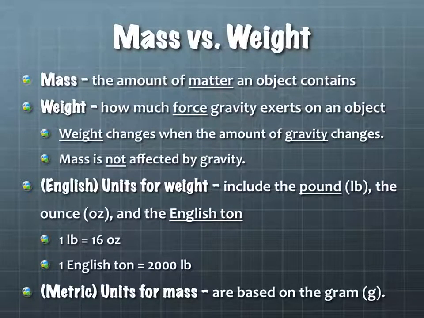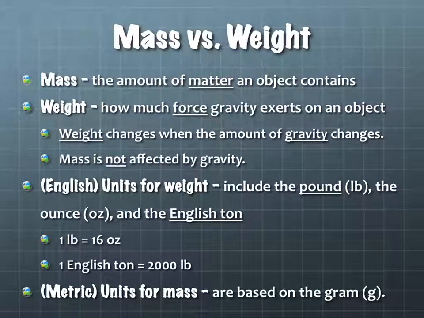Mass versus weight. Mass is the amount of matter in an object. Weight is how much force gravity exerts on an object. Who's been to the Science Museum or been on one of those scales where it tells you how much you weigh on the moon? Have you done that before? Okay. It depends on gravity as to what your weight is, but your mass, like how much of you there is, doesn't depend on the moon or gravity. Okay, so that's the difference. Weight changes when the amount of gravity changes. Mass is not affected by gravity.